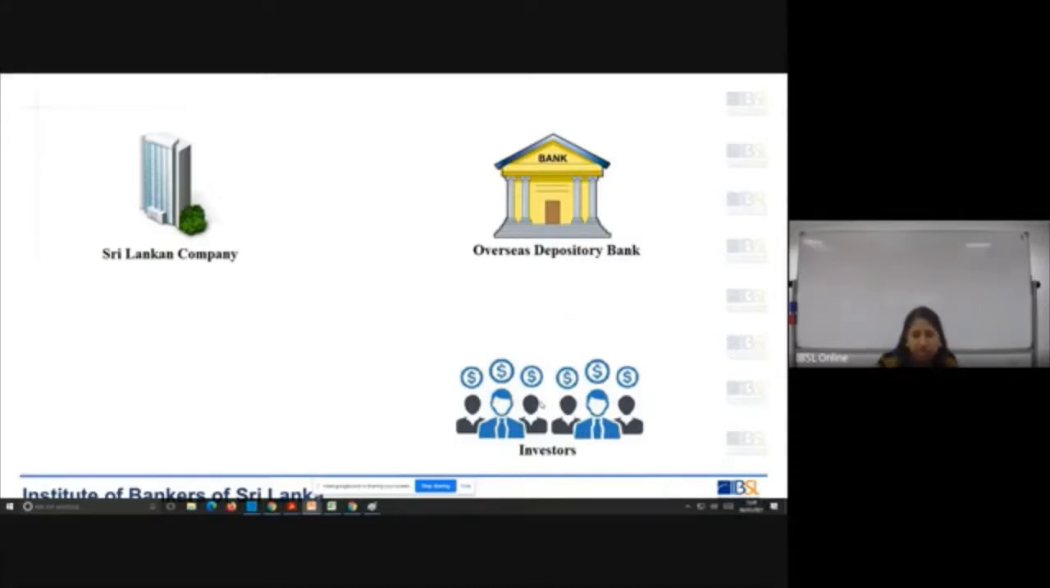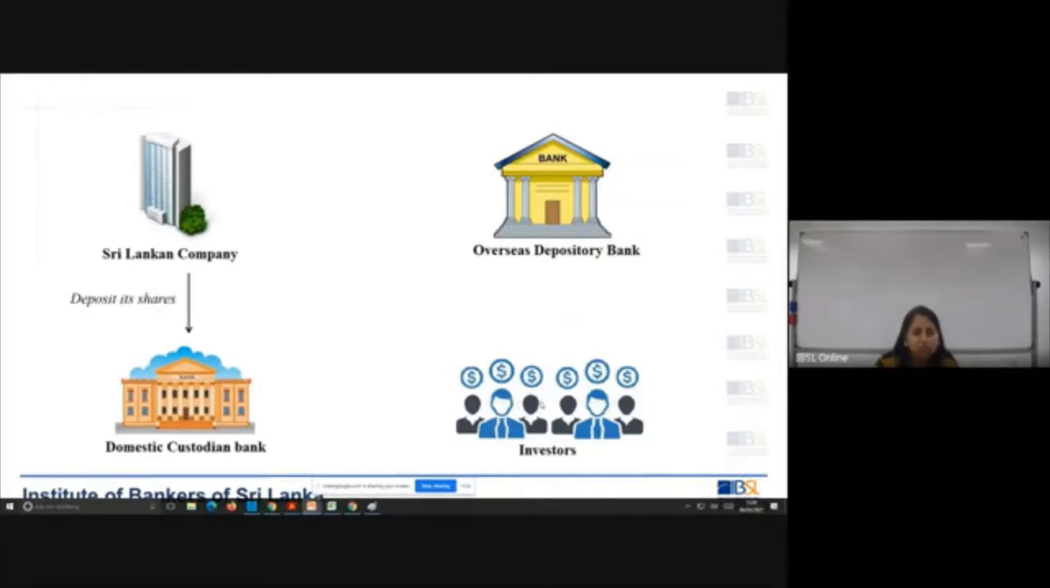So that bank would call up their local agent or their domestic custodian bank and say, look here, on behalf of us, can you take this particular company's shares into your custody? So what happens? The company will now deposit part of its shares with the domestic custodian bank, which is in Sri Lanka as well. But usually, even though the company is in Sri Lanka, it's an international bank like Deutsche Bank or HSBC or even Standard Chartered. They would deposit their shares with this custodian bank.